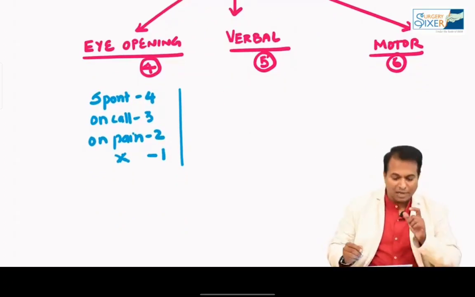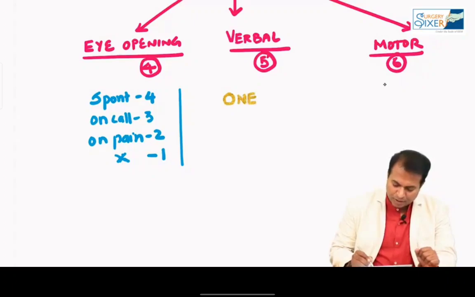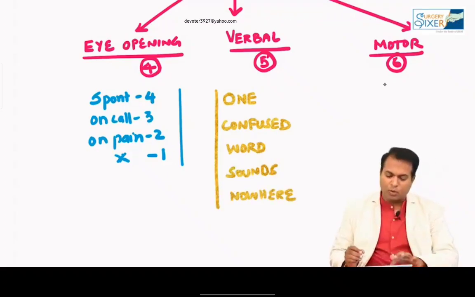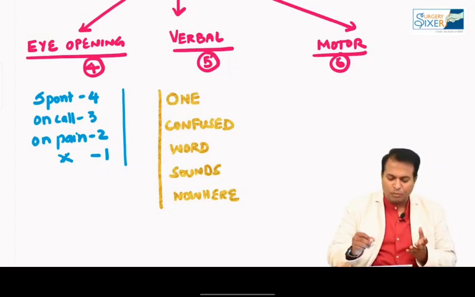So for verbal response, let me tell you one mnemonic. One confused word sounds nowhere. One confused word sounds nowhere is the mnemonic for verbal response. Very simple. See the mnemonic: one confused word sounds nowhere.